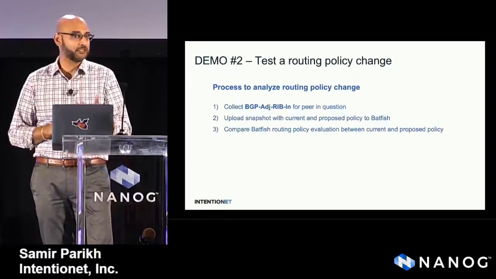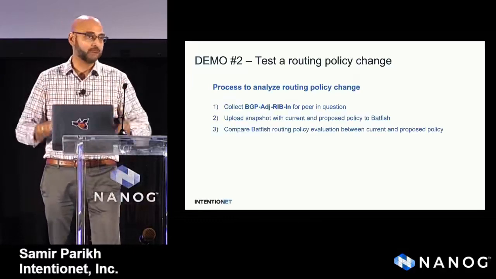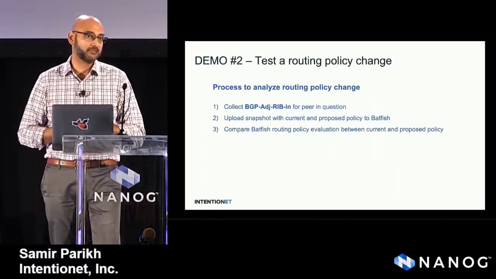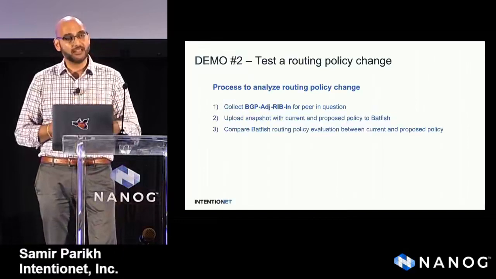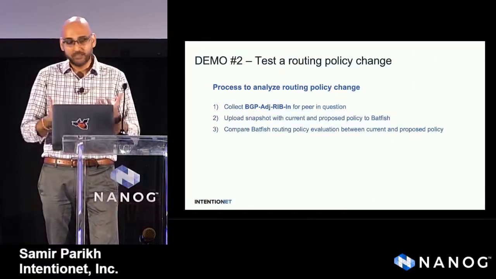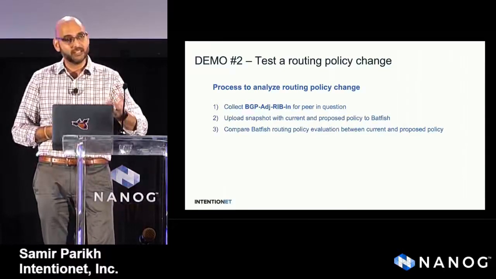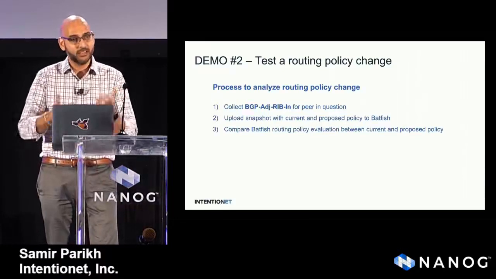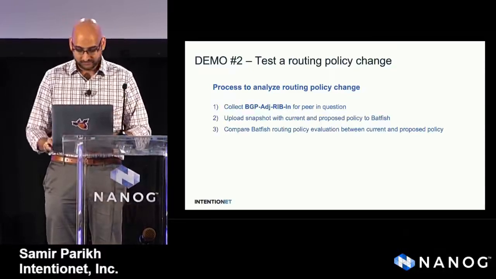You can collect that through a series of show commands. A lot of the vendors will let you do show IP BGP received routes or some command of that nature that'll let you see exactly what your peers are sending you. So you can, again, feed that into Batfish. And then you upload a snapshot. The snapshot is the config and the BGP RIB that's currently there and the proposed change you want to make. And then there's a series of Python APIs that allows you to evaluate it. So I'm going to show you what those look like.